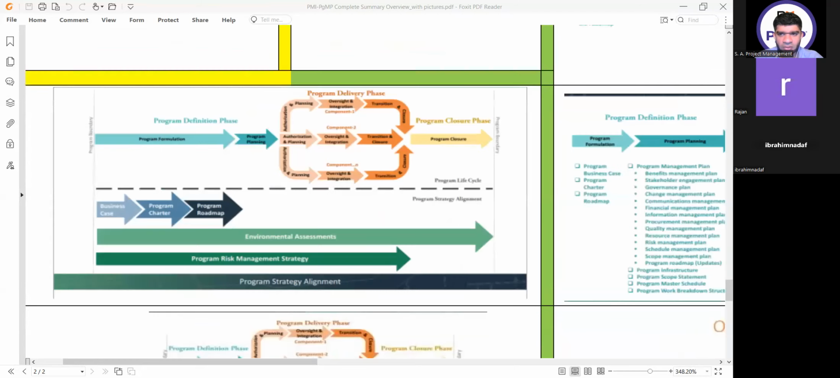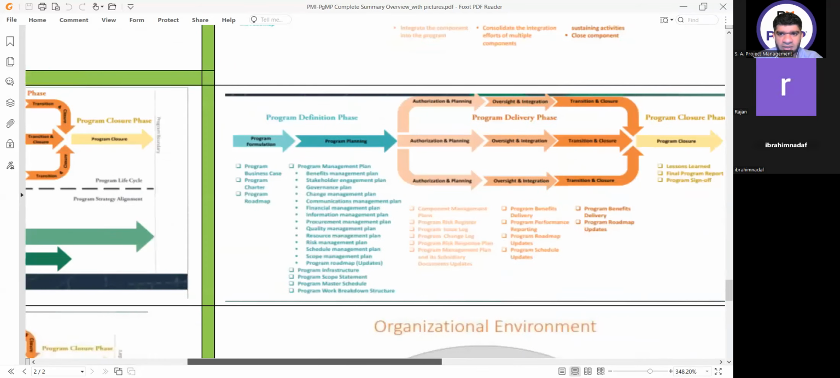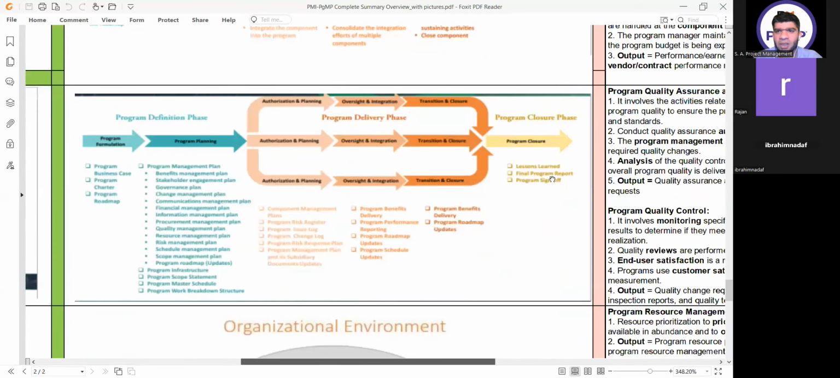When we are here in the program closure phase, what are the documents? Final program report is here. No, we are not talking about the performance report. Program closure is a higher umbrella. They came back again to pin down, saying that during transition, what will you do? During transition, I cannot say that you are going to present a performance report, right? That's my question. No, from that perspective, you are right.